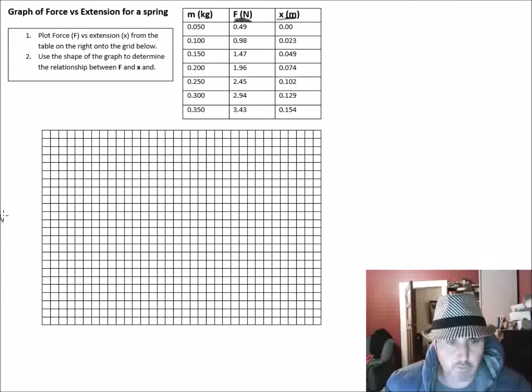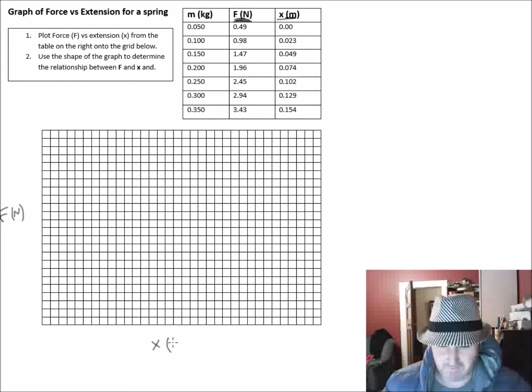So first thing I do, I'm going to put the force label, put the unit on the y-axis, and here's extension, which is x. Just so happens that the value for this extension is x, and it's on the x-axis. It's measured in meters. I'm going to put it there. I'm going to come up with an appropriate scale for my force. I'm going to start my force about here. So I'm going to put 0 here.